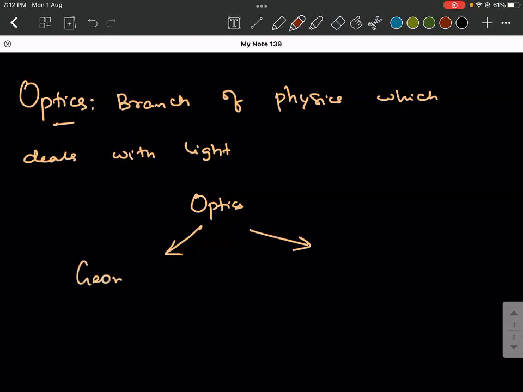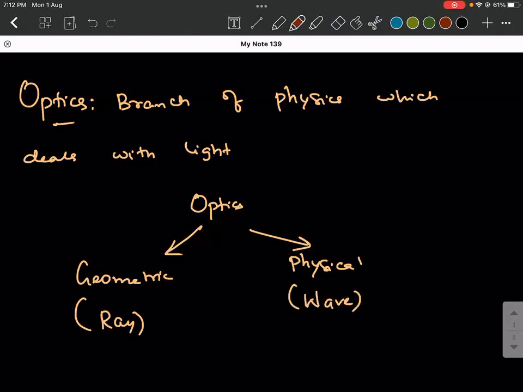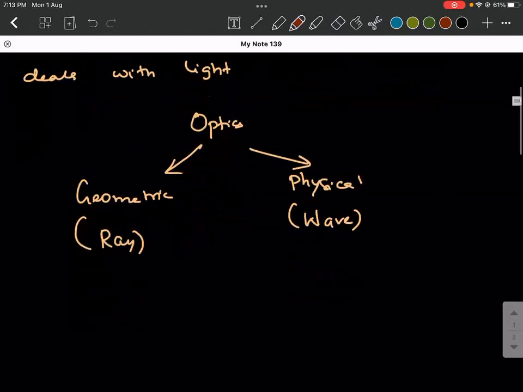Okay. So under optics, the classification takes part as two types. One is called geometric optics, which is also given a name called ray optics, and the other is called physical optics, which is given a name called wave optics. So if you observe, in this chapter, we will be mostly concerned about ray optics. Are you able to understand what I'm trying to say?